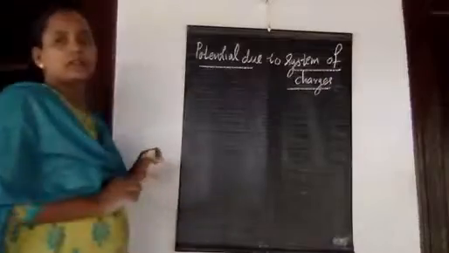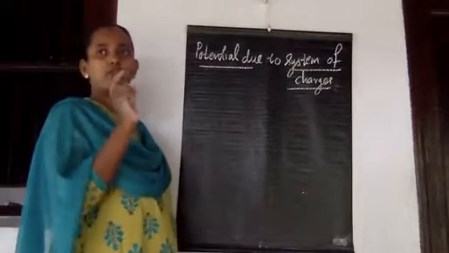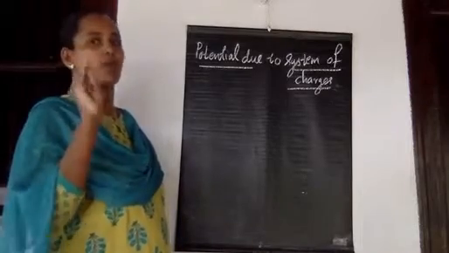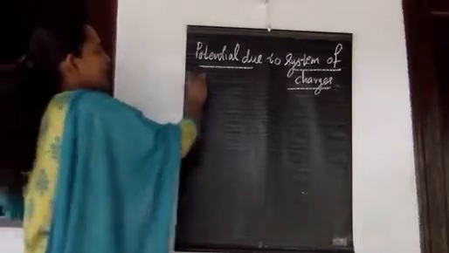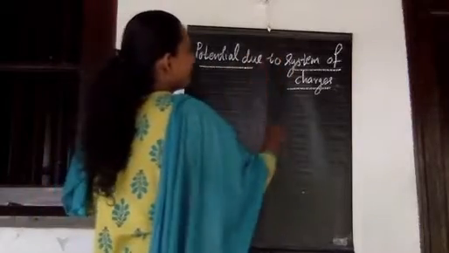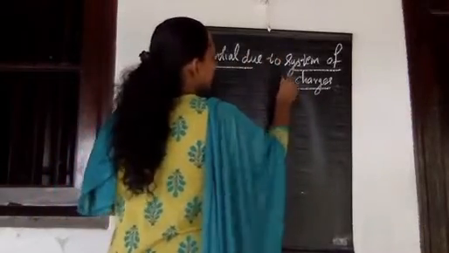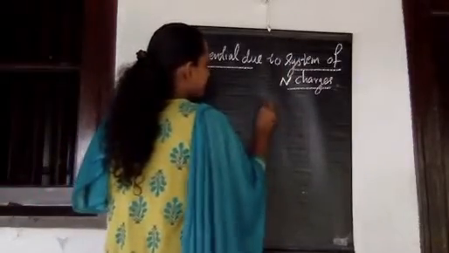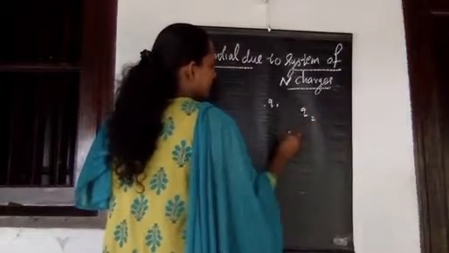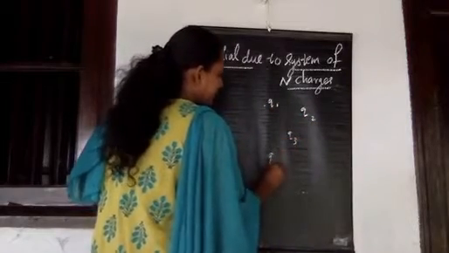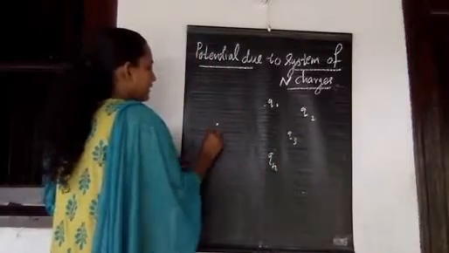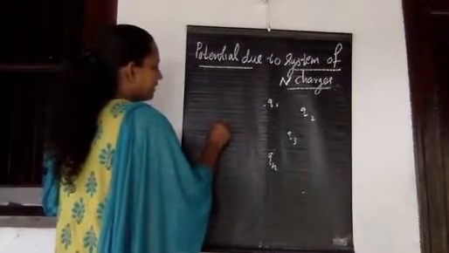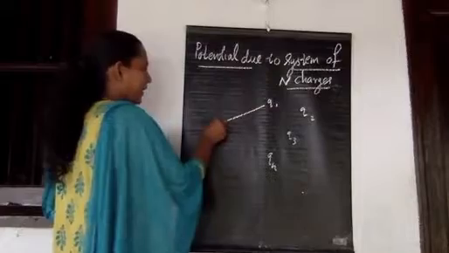Okay. So, first we derived the expression for potential due to a point charge, and then we extended our idea to potential due to a dipole, that means a system of two charges. So next we want to find the expression of potential due to a system of n charges. That means in a system there are n charges, Q1, Q2, Q3, etc. up to Qn, and we want to find the potential at this point P.